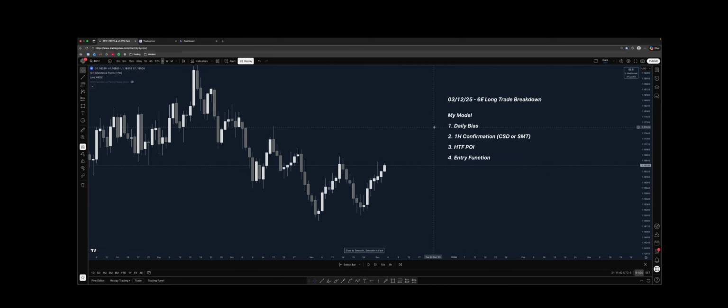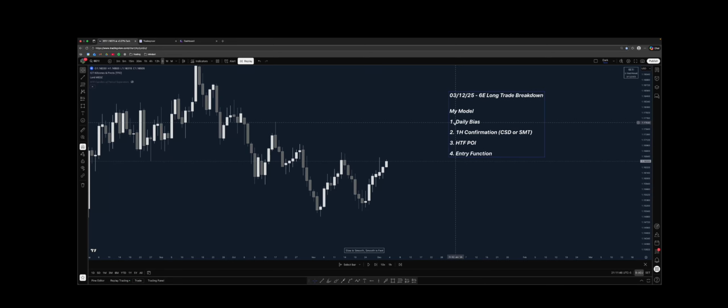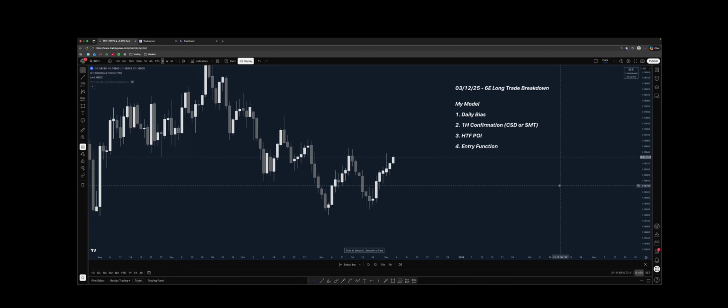My model always starts on the daily chart where I generate a daily bias. Right, the purpose of a daily bias is to get on side with the high time frame order flow. I want to position myself in the direction I anticipate the daily candle is moving. I generate a bias from the location of price using specific key levels.